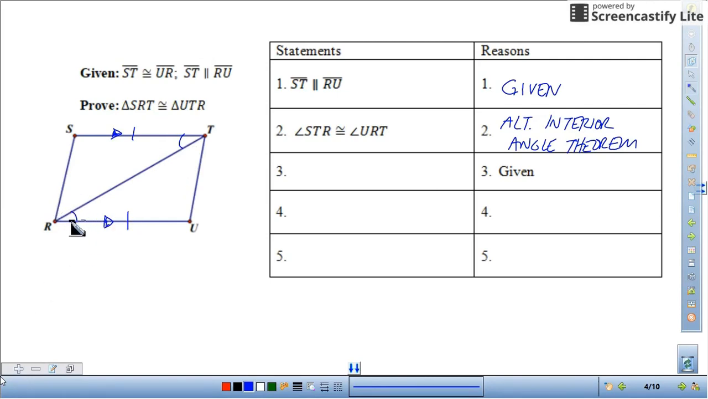So we see we have a side, we have an angle. So we want to take a look at this side and, before we go any further, I'm sorry, we have to use our other given, and that is that ST is congruent to UR. We hadn't used that yet, although we had talked about it. So now all we have to do is show that RT is congruent to itself, because that is a common side among those two triangles. So we're going to say that RT is congruent to RT, and that is because of our reflexive property.